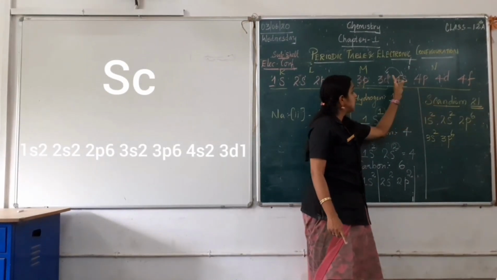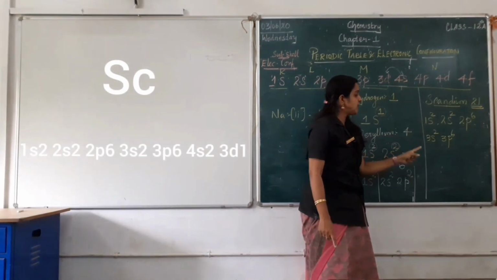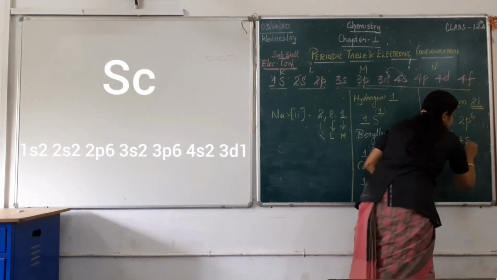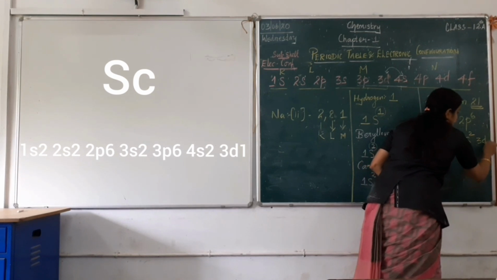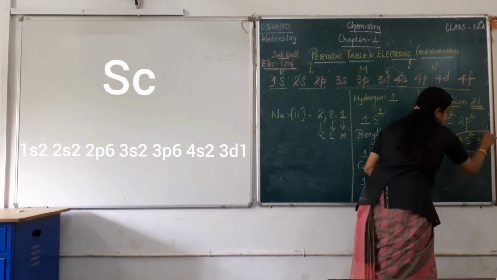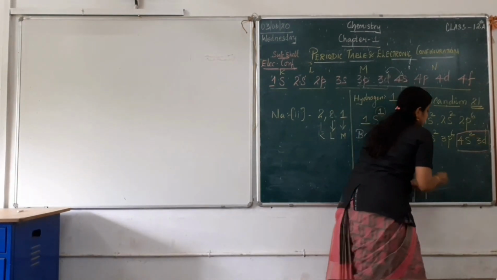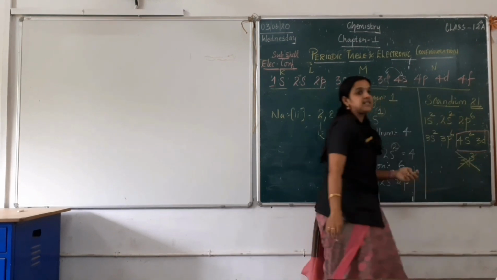For a D block element, 4s should be written first, then comes 3d. So what will happen? After 18 electrons, I go to 4s2. 18 plus 2, 20. Then comes 3d, 21. So this you should remember. It is 4s2, 3d1. Never write 3d3. It does not make any sense.